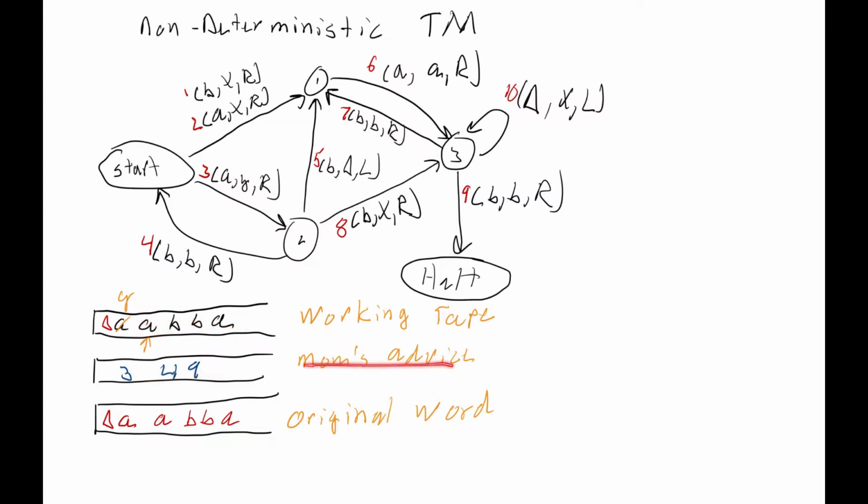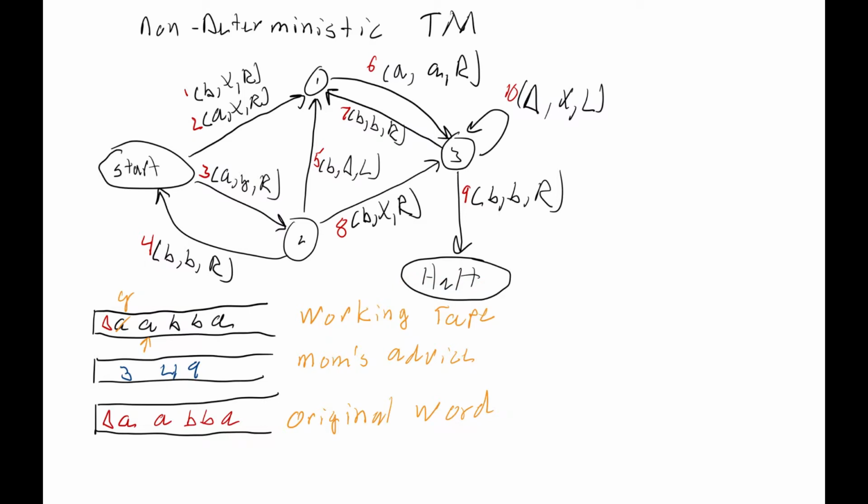Now, we keep asking mom for new and new advice until mom happens to come up with a path that not only leads us from the start state to the halt state, right? But also, as we're doing it, we're actually reading the letters that are on the input tape, and it doesn't lead us to crash the tape by moving left. So in other words, we're just going to keep asking mom for advice until we get lucky enough that it happens to be a path from the start state to the halt state, and all of these moves make sense. And when mom finally comes up with that advice, then we'll halt.